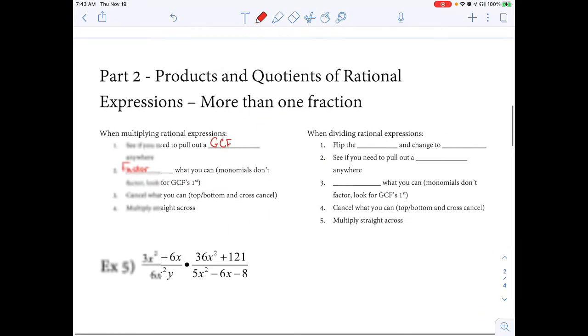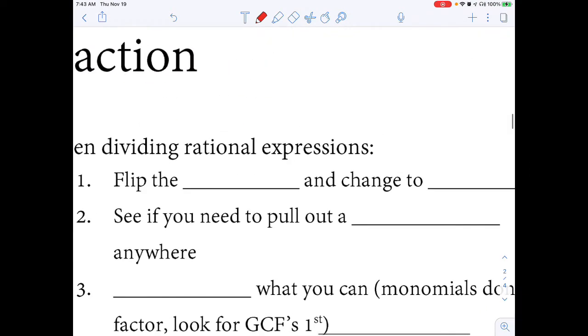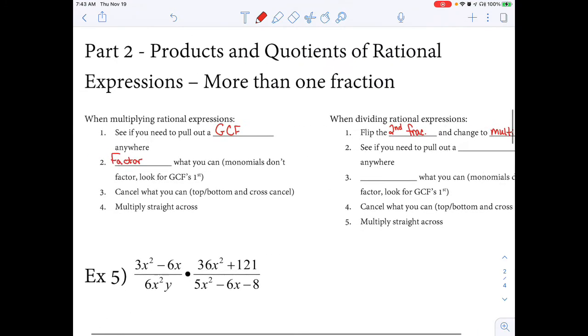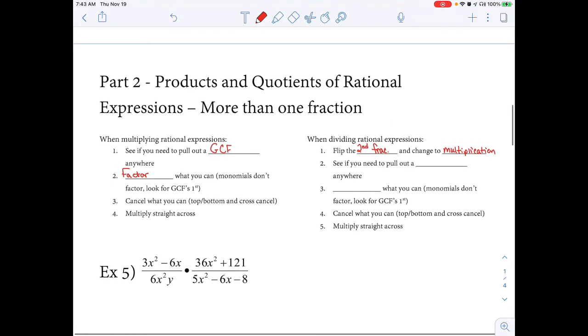Dividing is very similar. You're simply going to flip the second fraction and then you're going to change the problem to multiplication. And then you're going to apply the same steps as you do as if you're multiplying them. So you're changing your dividing into multiplying.